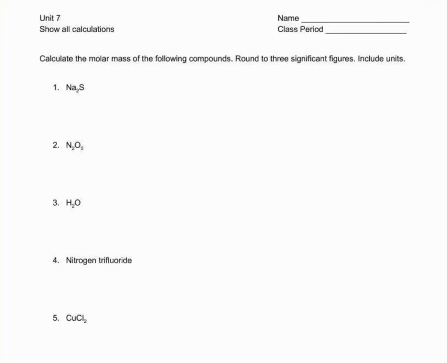In order to do this assignment, you're going to need three things. One, a periodic table. Two, you're going to need a calculator. And number three, a pencil.